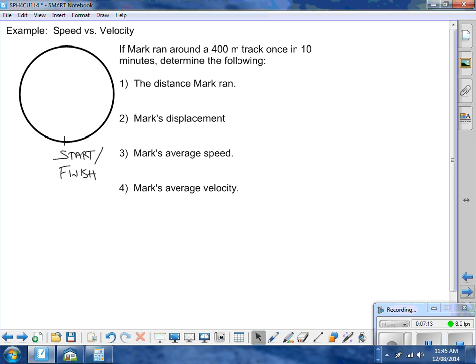So he ran around the track once, one full cycle. He started here, went all the way around. So the distance Mark ran was 400 meters. He went one full lap.